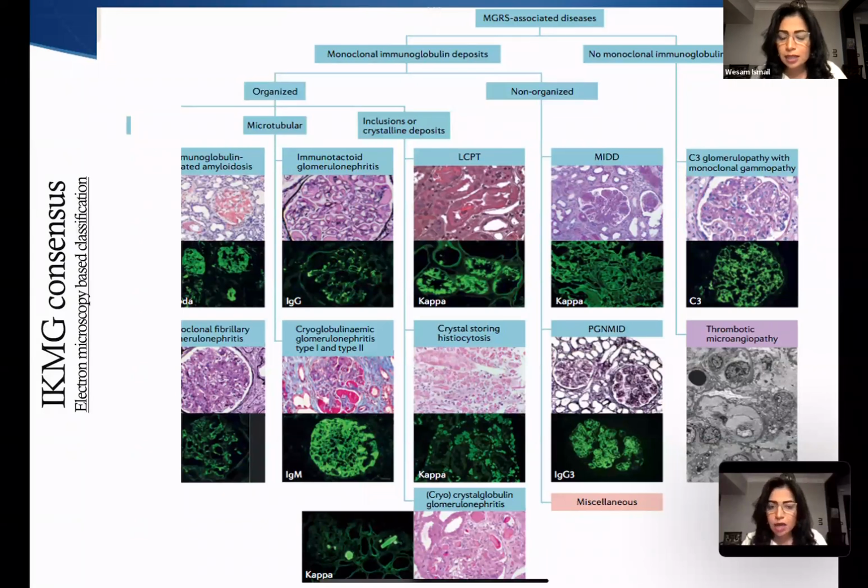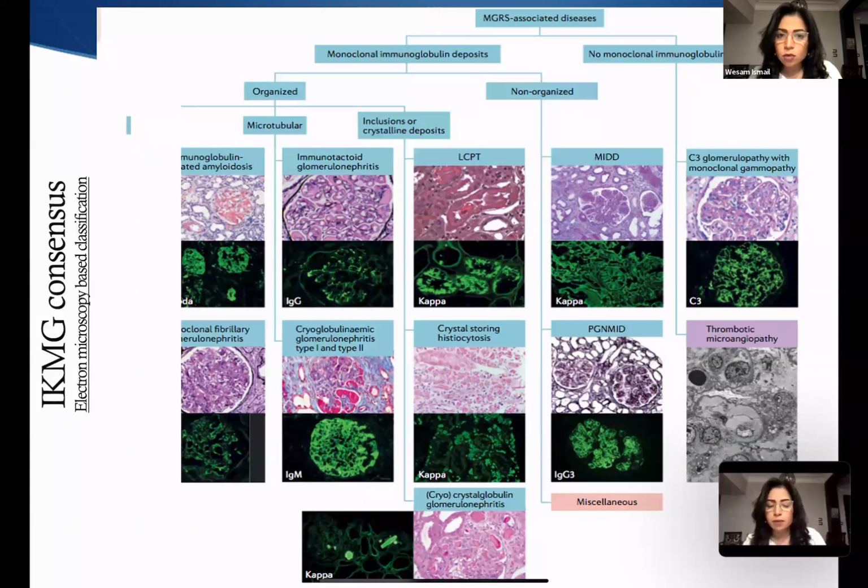And MGRS actually covers all, or almost all, the spectrum which you can see in a multiple myeloma patient, in addition to other forms of renal involvement. Let me put it this way, because at the end it's the same disease, which you would not commonly see if the patient has an overt malignancy.